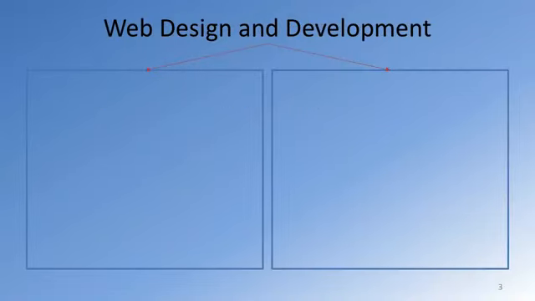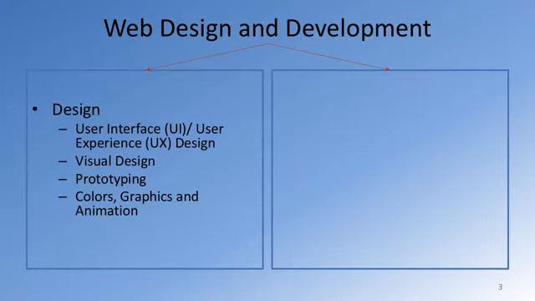In this context, let me also clarify how I view this course as part of web design and development. I view web design and development as consisting of two parts. One is the design aspect of web design and development, which concentrates more on user interface or user experience design, visual design, prototyping, and the visual elements of designing your application, including color, graphics, and animation. Now, this is one aspect of web design and development, or even, for that matter, mobile application design and development.